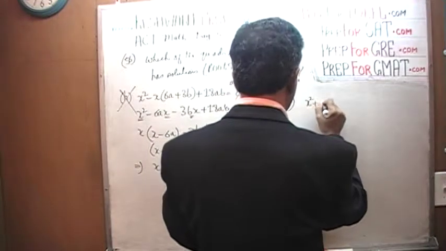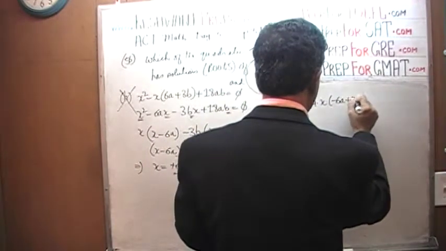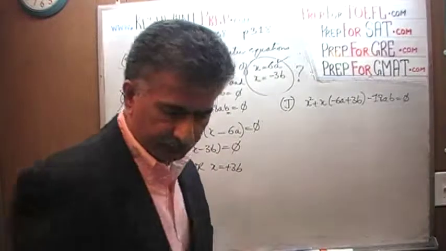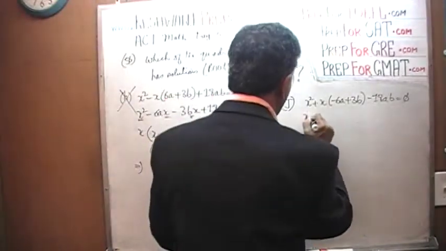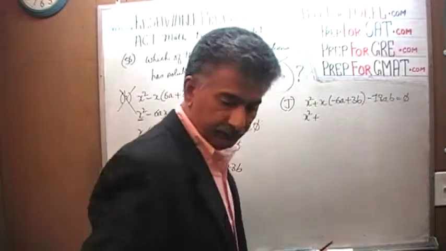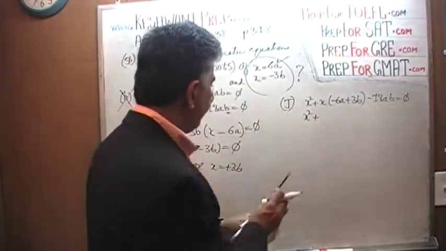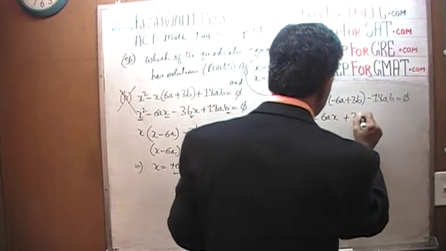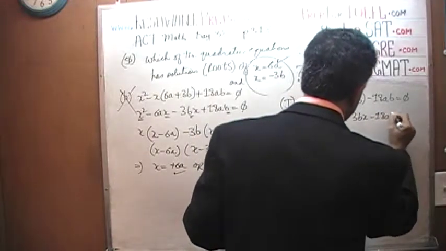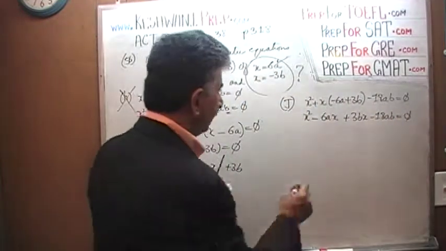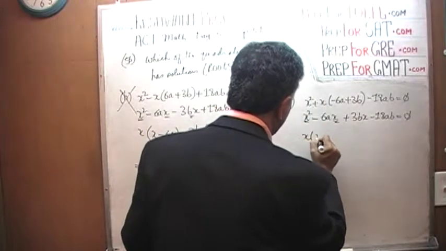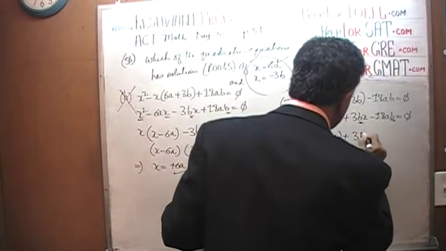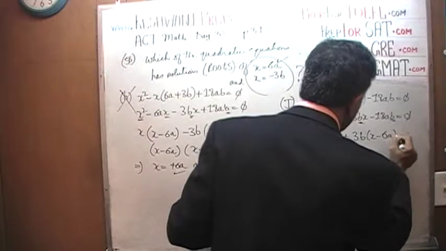X squared plus x times negative 6a plus 3b minus 18ab is equal to 0. And let's see what this gives us. X squared, not plus, it's going to be minus, positive times negative is negative. Negative 6ax plus 3bx minus 18ab is equal to 0. Take out the x common here. X minus 6a plus, let's take out 3 and we take out b, 3b, and x minus 6a is equal to 0.